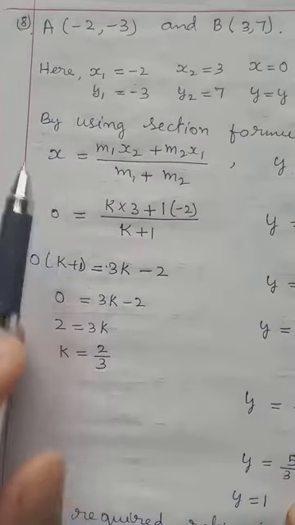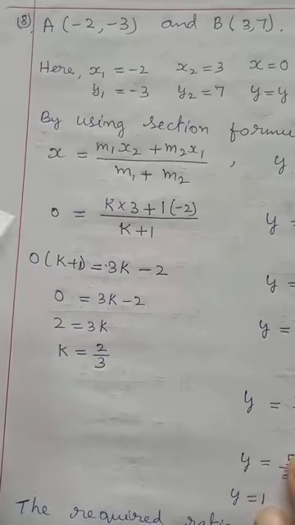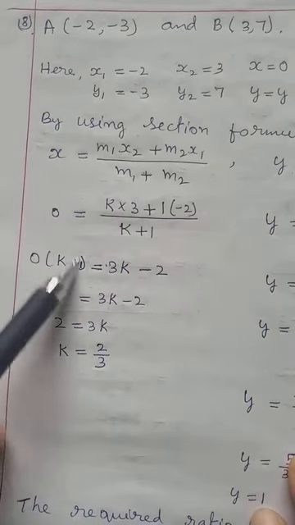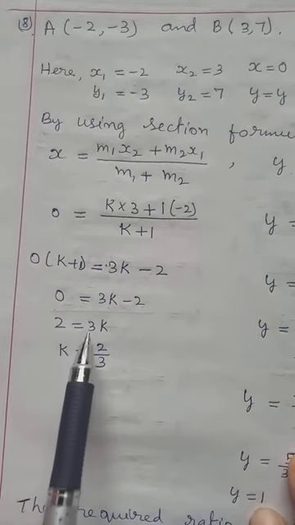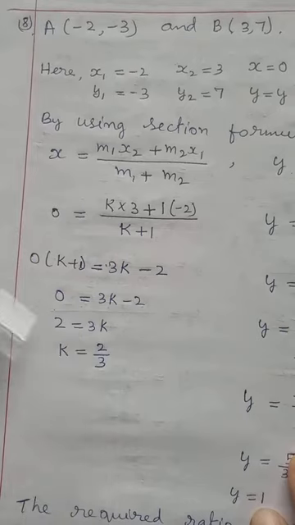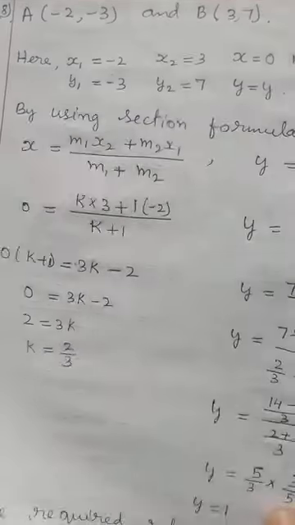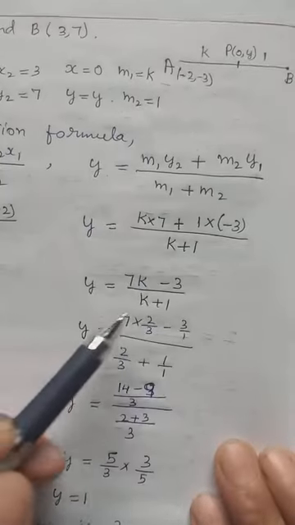So let's solve this one. x we already know is 0 because it is on the y-axis. So we cross multiply and everything becomes 0. This is minus; taking this to the other side becomes plus. So k is 2 by 3. A number which is present with k should always come down. Then 2 by 3, we can replace on the other side to get y. Then we replace it here.